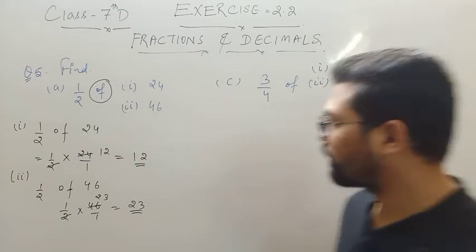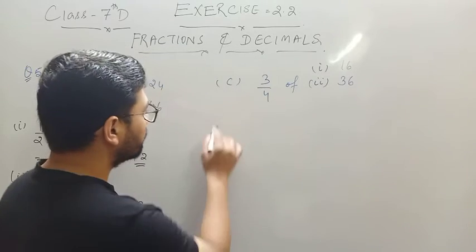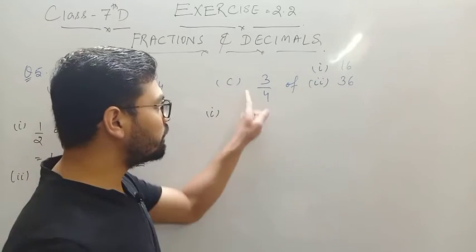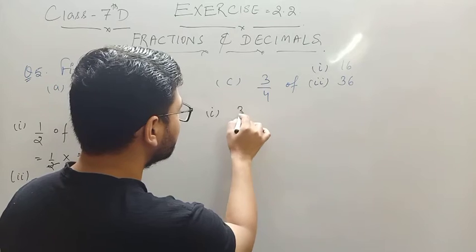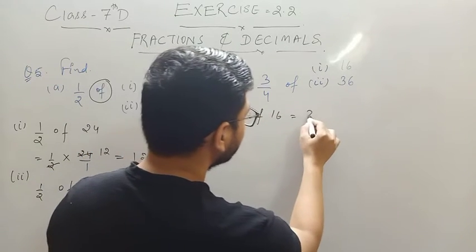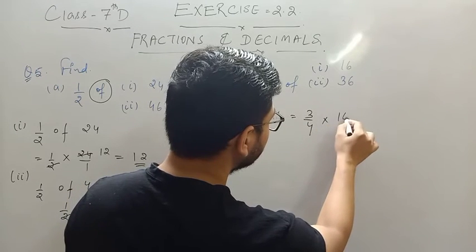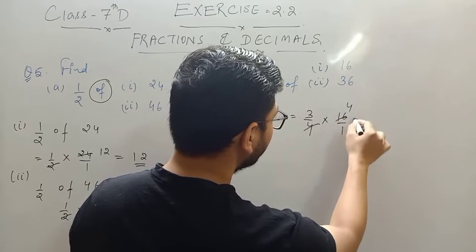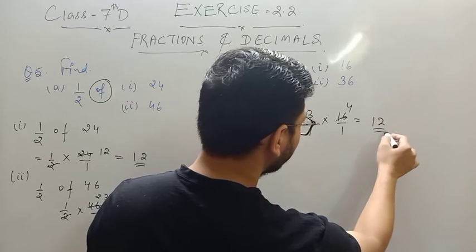Okay. Now 3/4 of 16, 3/4 of 16 means 3/4 into 16 divided by 1. 4 4s are 16 and 4 3s are 12. So 12 is your answer.